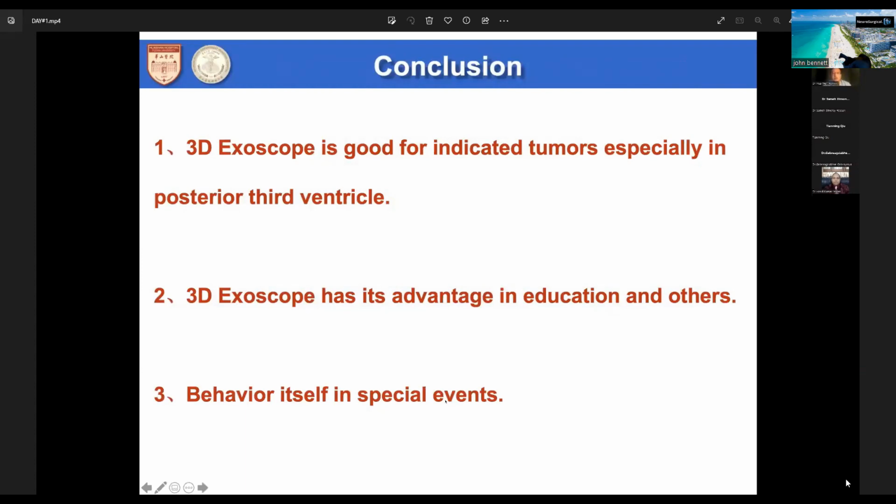The first, the 3D exoscope is good for the indicated tumor, especially for those tumors embedded in the posterior part of the third ventricle. We use the modified park bench approach. It will be all ergonomic and easier to get. And 3D also has its advantage in education.